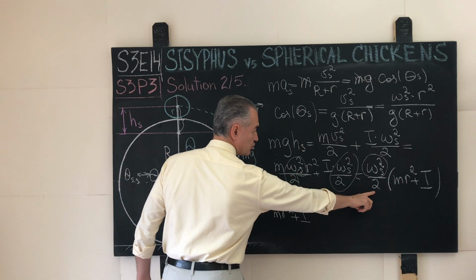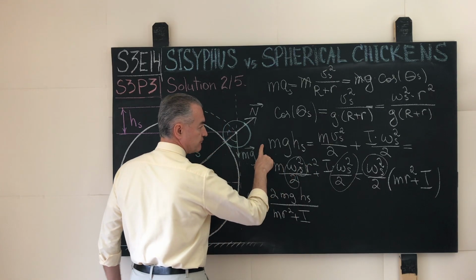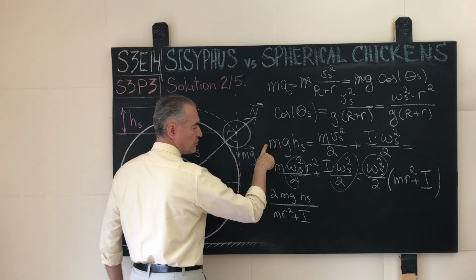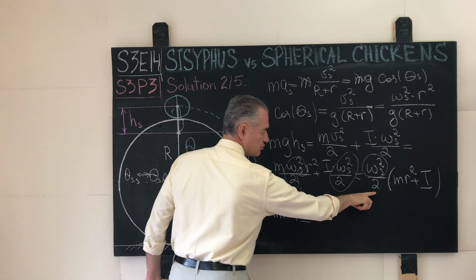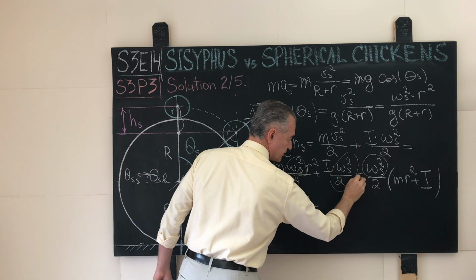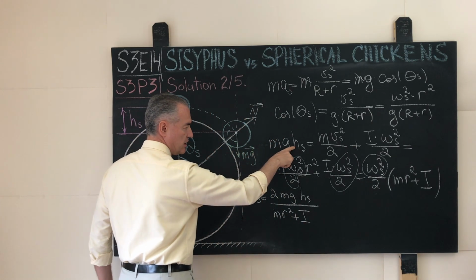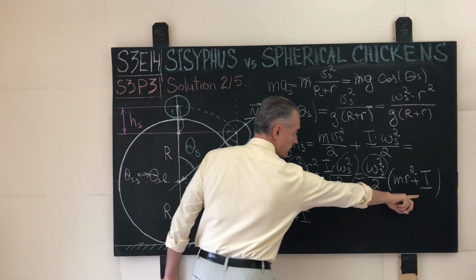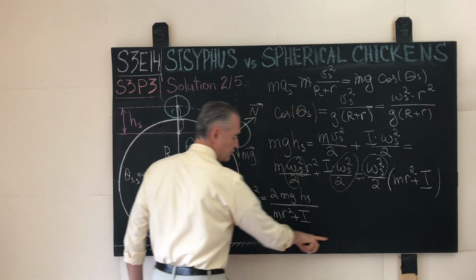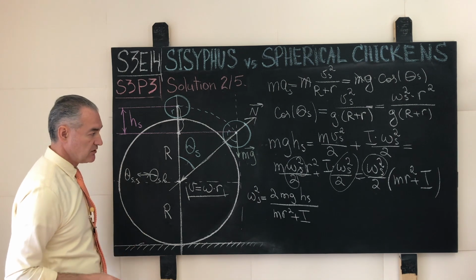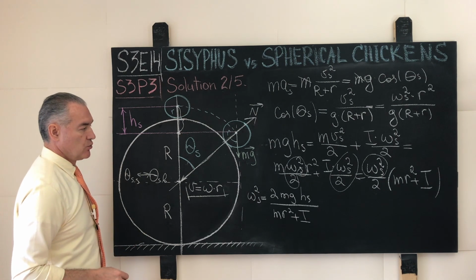You see from here, the 2 in the denominator of the right-hand side goes to the numerator on the left-hand side, 2mgh_s, and this factor goes into the denominator on the left-hand side. Voila, we have our expression. Now what do we have?